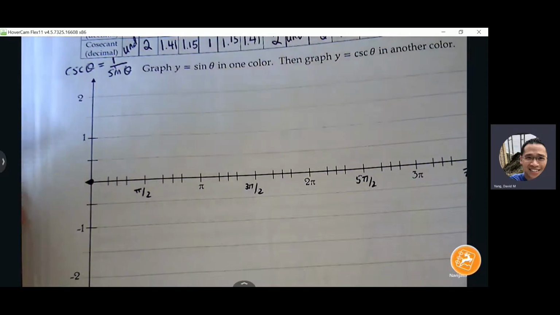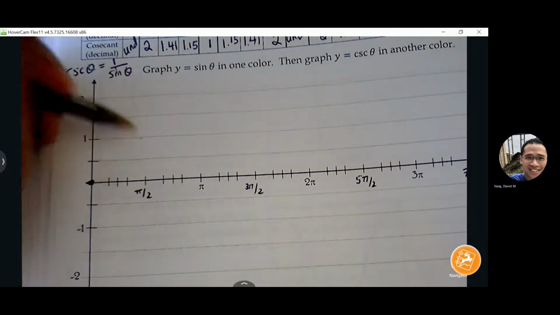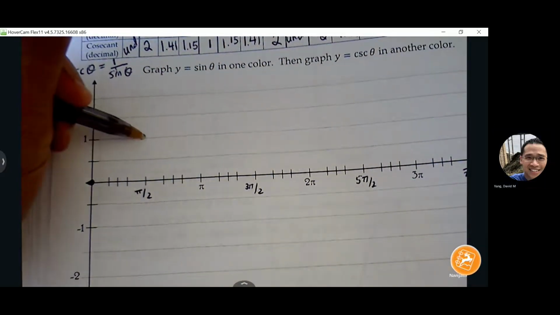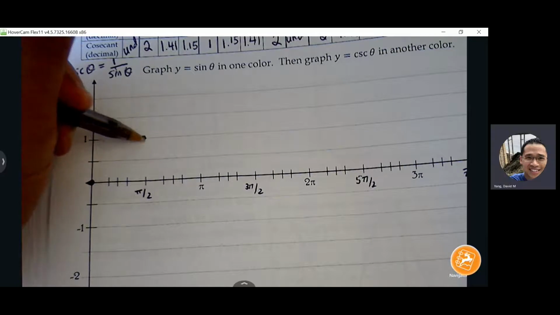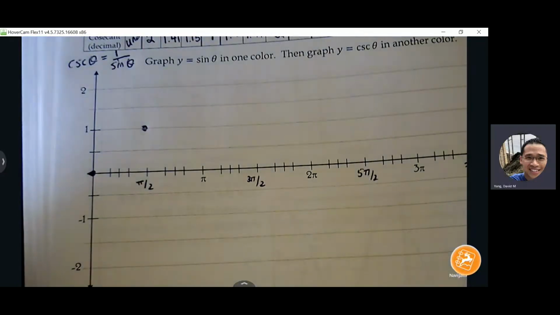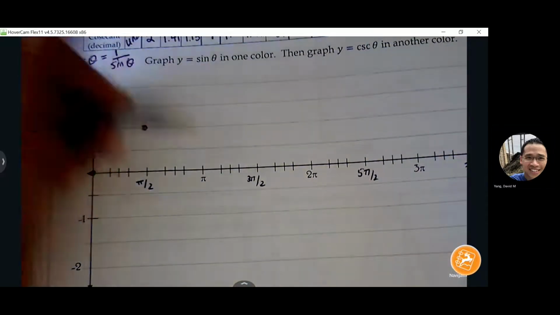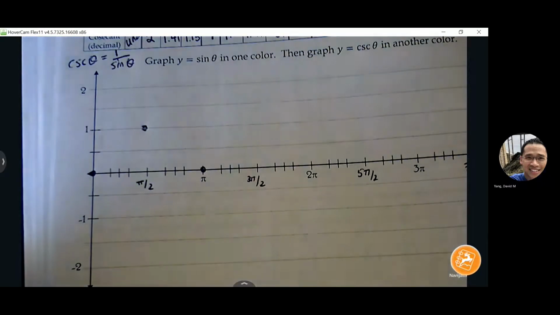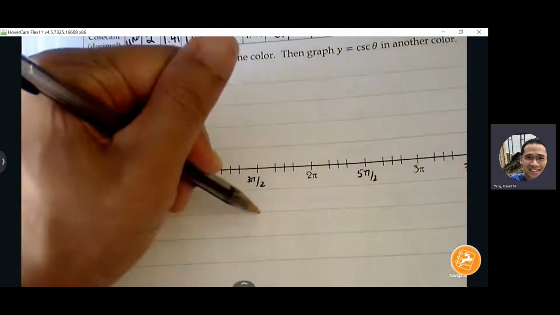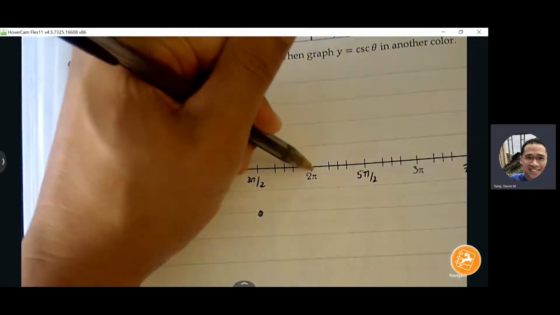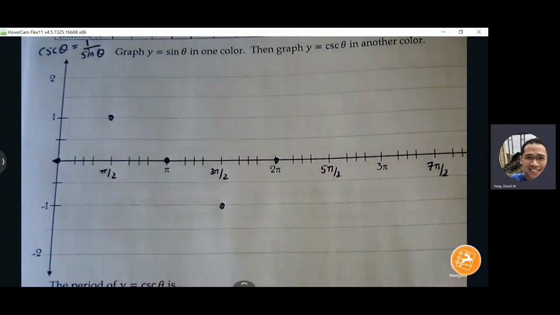0, then it rises up to what? 1, right? Right, and then back down to 0, then -1, and then back up to 0, right? So we know that's a full period for a sine graph where the period has not been changed.